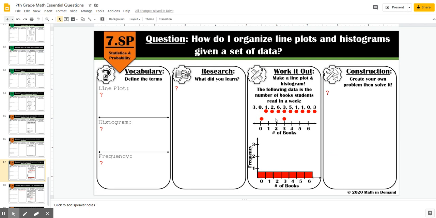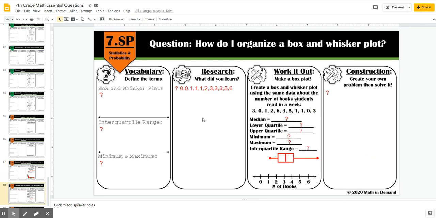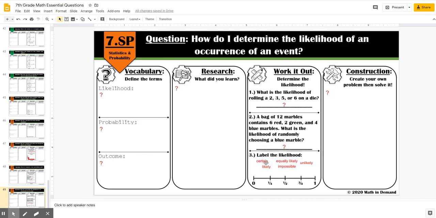So let's say I get my line plot done, then I can come down here to the histogram, and I can look at, I have 1, 2 zeros. So I'm going to bring this up to 2 and then do the same with 1, 2, 3, so on. Okay, so it's very, very student friendly. Next one, box and whisker plots. They get to move the box plot around to where they need it to be. And then likelihood. And again, this is another one where students are going to be moving around the vocab and seeing where it needs to go.